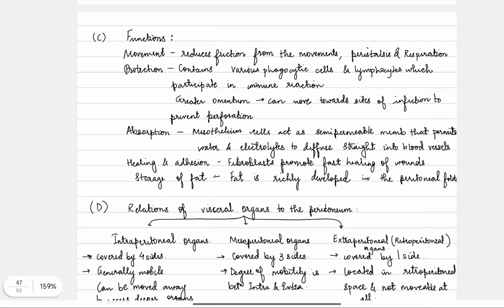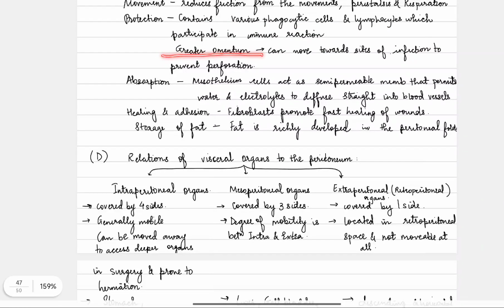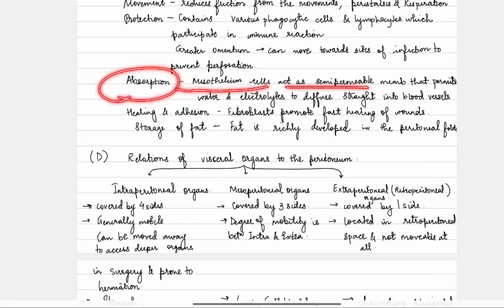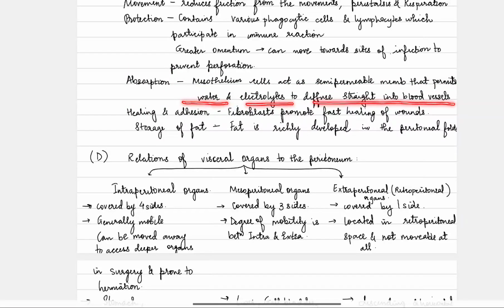Now, what is the function? Reduce friction from movement, peristalsis and respiration. Protection: it contains various phagocytic cells and lymphocytes which participate in the immune reaction. The greater omentum can move towards the site of infection to prevent perforation. Absorption: mesothelial cells act as a semi-permeable membrane that permits water and electrolytes to diffuse straight into the blood vessels. Healing and adhesions: fibroblasts promote fast healing of wounds. Storage of fat: fat is richly developed in the peritoneal fold.